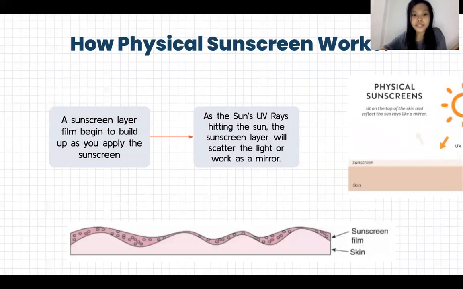So how exactly does physical sunscreen work? As I told you before, first when you apply the sunscreen to your face, a sunscreen film begins to build up as you apply it. So you should apply sunscreen with your fingers so it can cover your face evenly, and as the sun's UV rays hit, the sunscreen layer will scatter the light, working as a mirror.